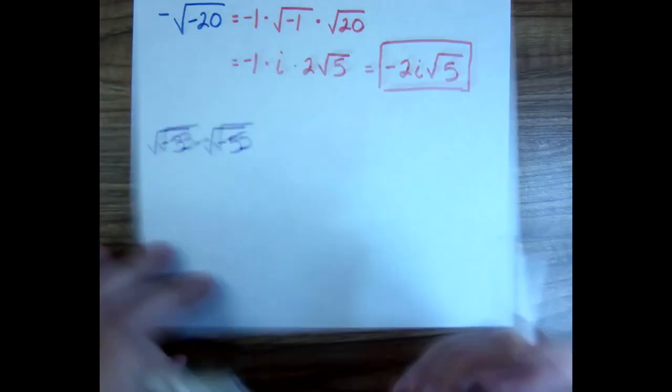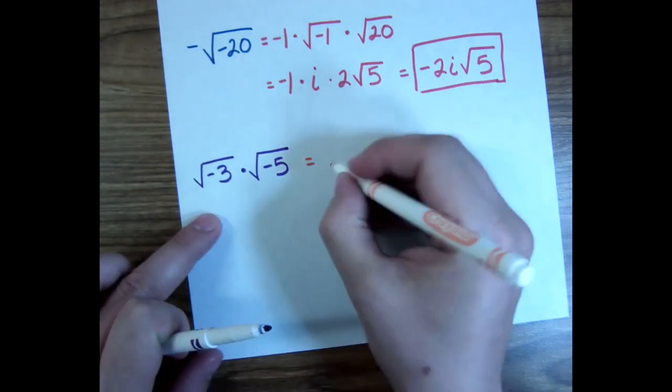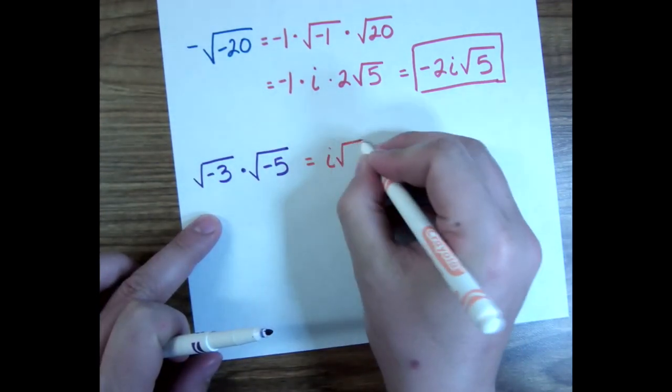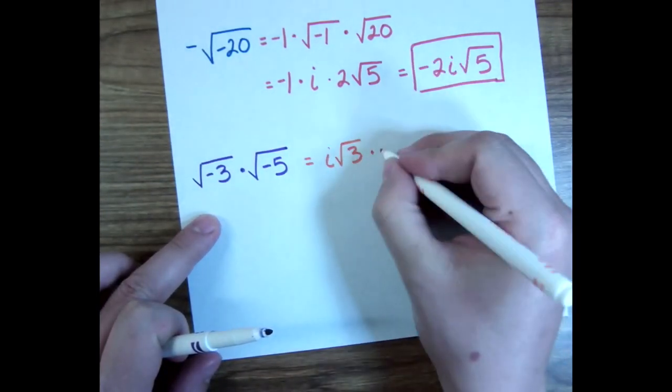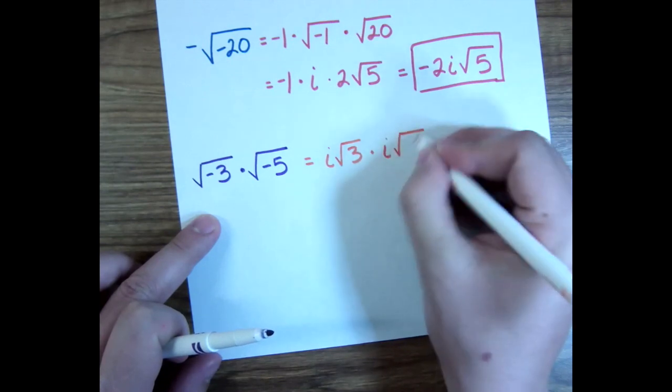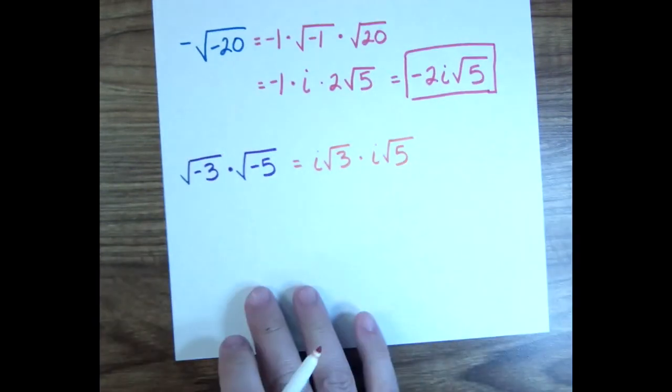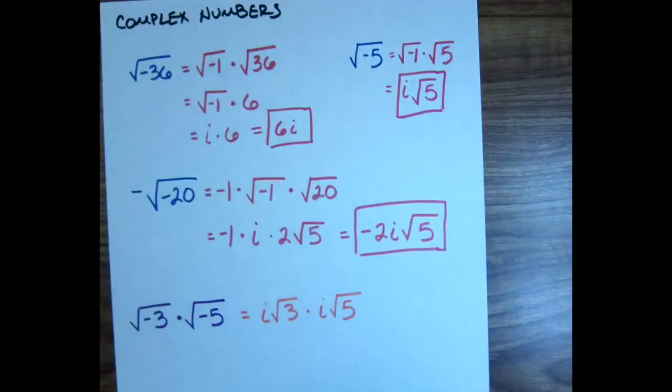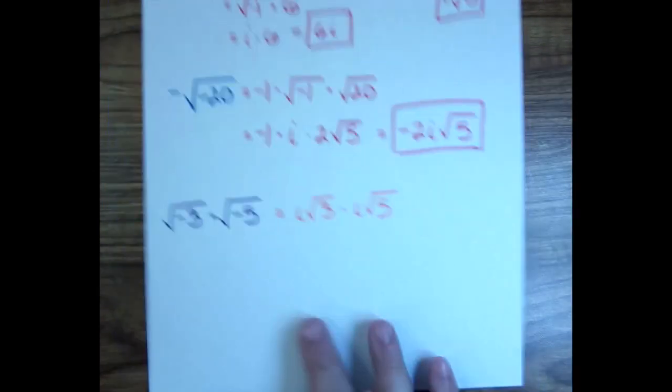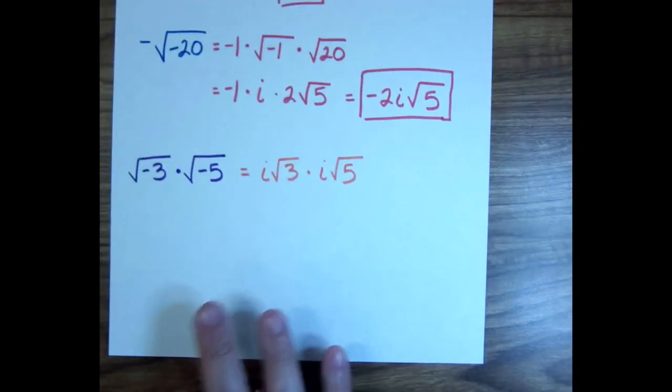But we can simplify this a little bit. For example, the square root of -3 is i root 3. And the square root of -5 is i root 5. We did the square root of -5 just a couple of minutes ago up here at the top, so we knew that was i root 5, and -3 follows the same rule. i root 3 times i root 5.